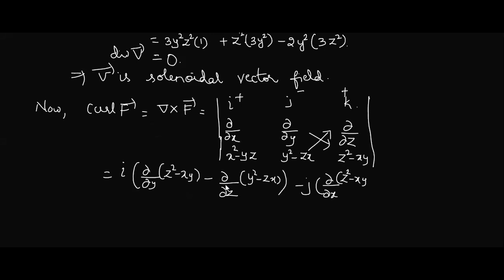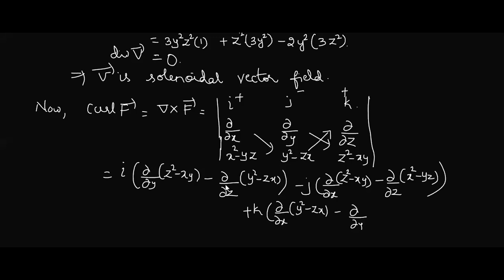Z square minus xy, minus dou by dou z operating on x square minus yz. Okay, plus k into bracket. Leave the row and the column. Multiply. So dou by dou x operating on y square minus zx, minus dou by dou y operating on x square minus yz.